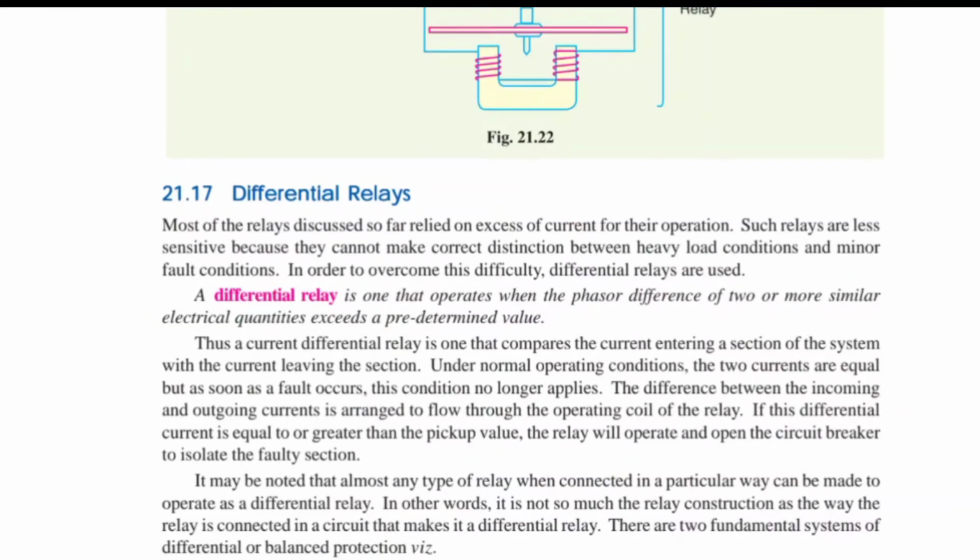Next class we go for differential relays, and how they operate. A differential relay protects by operating on the difference in currents at two ends. Next class we will go.